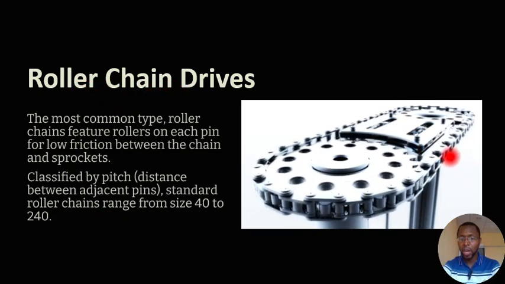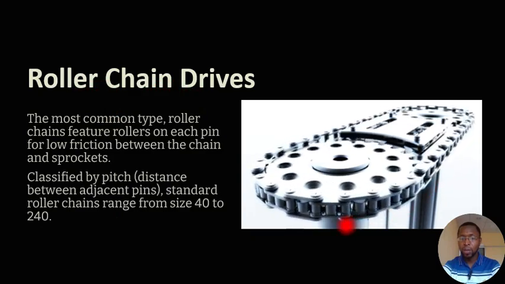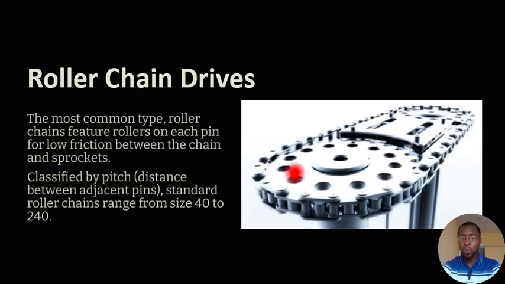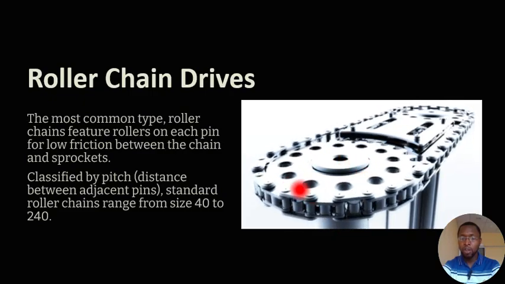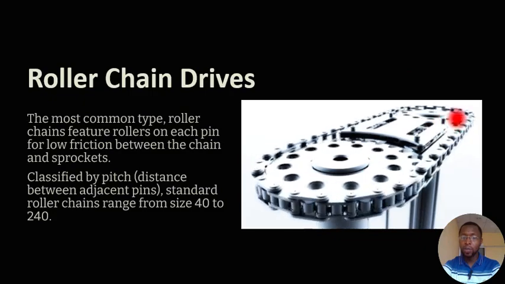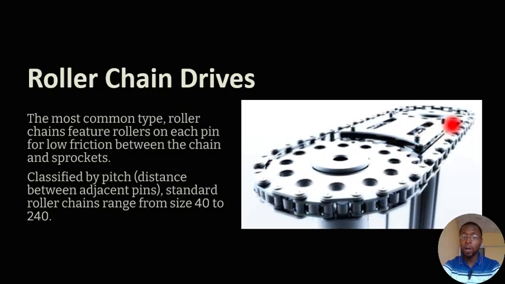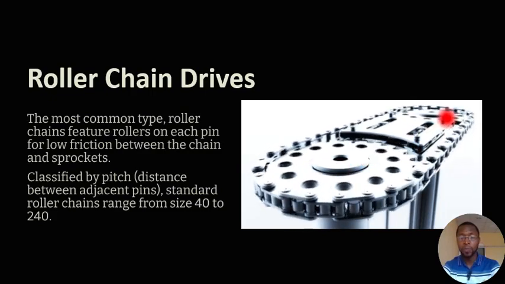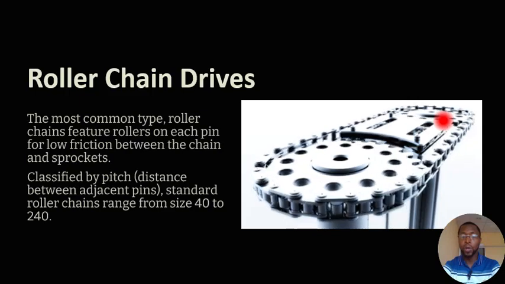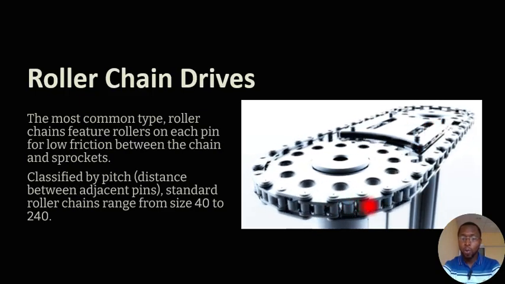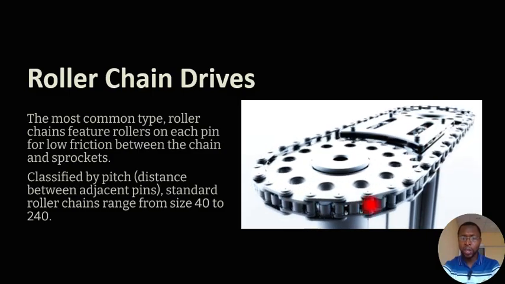You can see the chain here. The chain here is moving as the sprocket is moving, transmitting power from the smaller sprocket to the bigger sprocket, because usually the smaller sprocket is the one that drives the chain.